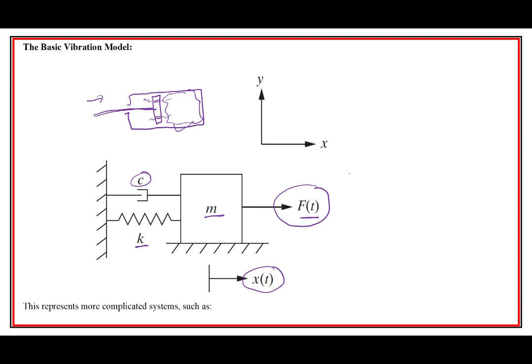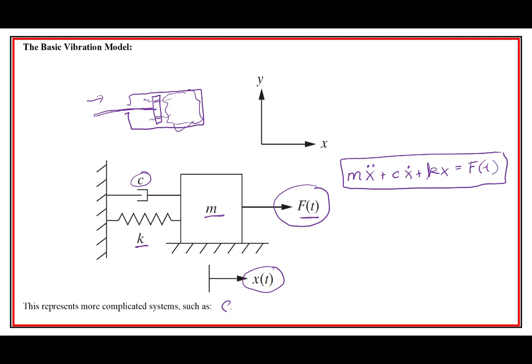So that's why we end up with the equation m x double dot plus c x dot plus k x, and for this, force is a function of time. So this is the equation of motion for this. And this could represent all kinds of systems. We could use this very simple model to do things like car suspensions or machinery mounts.